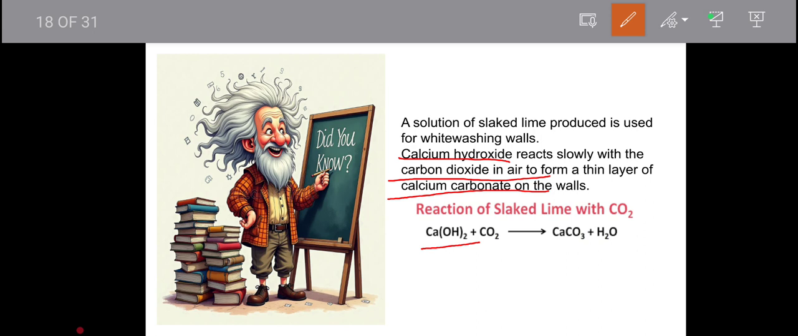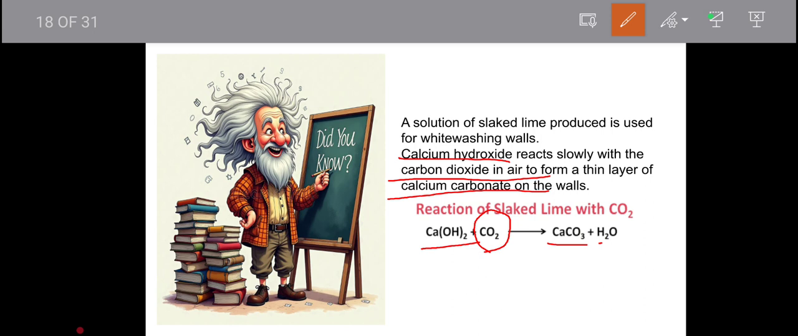As a result, it undergoes reaction with carbon dioxide and forms a layer of calcium carbonate, CaCO3. Along with that, water will be produced that will be evaporated off. So this is also a very important question asked in the board exam.